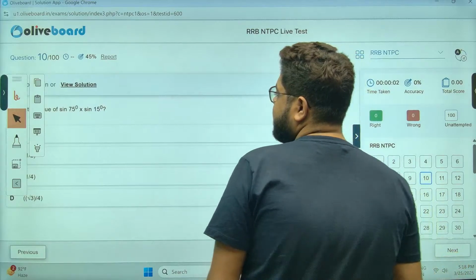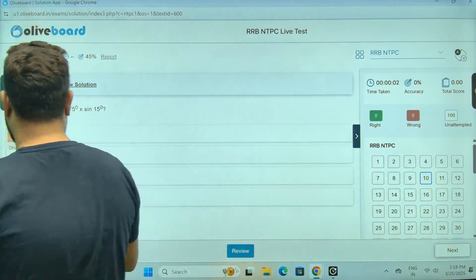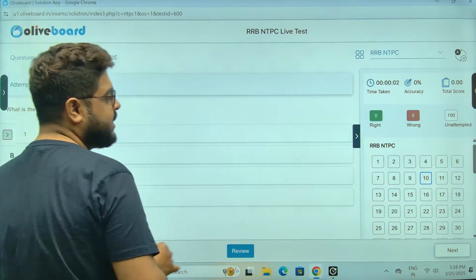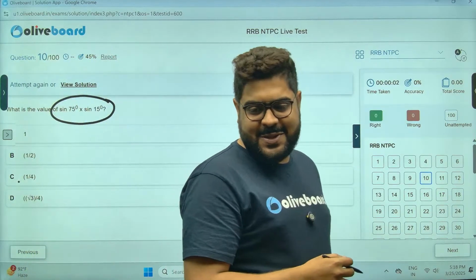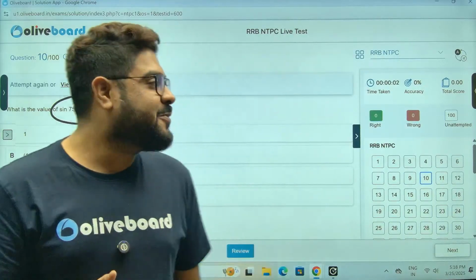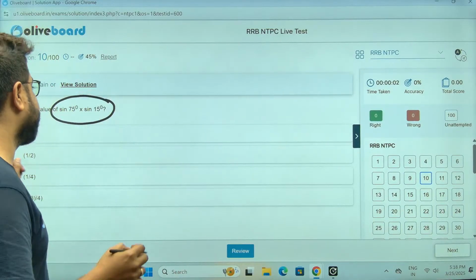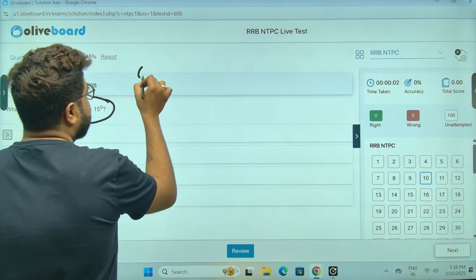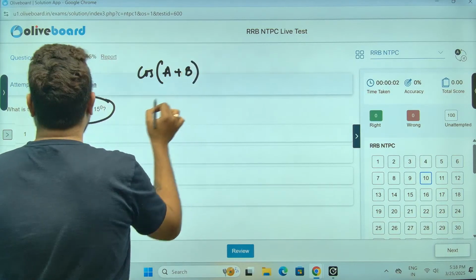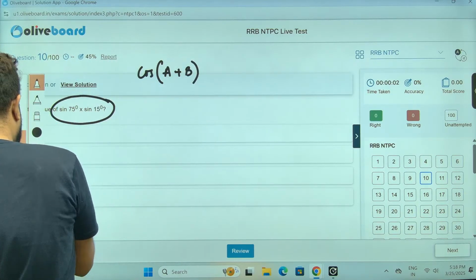Moving on, trigonometry. Find sin 75 and 15. Does anyone know how to get 75 and 15? Okay, let me give you one formula. Or rather, let me say, if you write cos of A plus B, is there any maximum law?